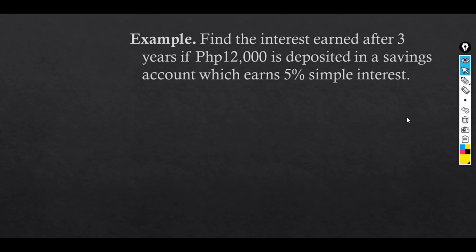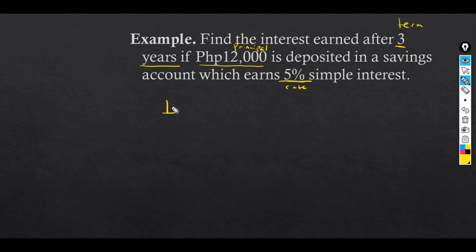Example: Find the interest earned after 3 years if 12,000 is deposited in a savings account which earns 5% simple interest. First, read the problem. Second, identify the given in the problem. Given 3 years, so 3 years is the term. 12,000 is the principal amount. Then 5% is your rate. Rate is always in percent.